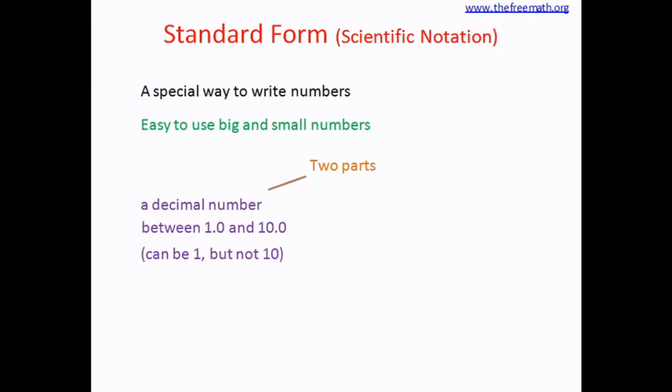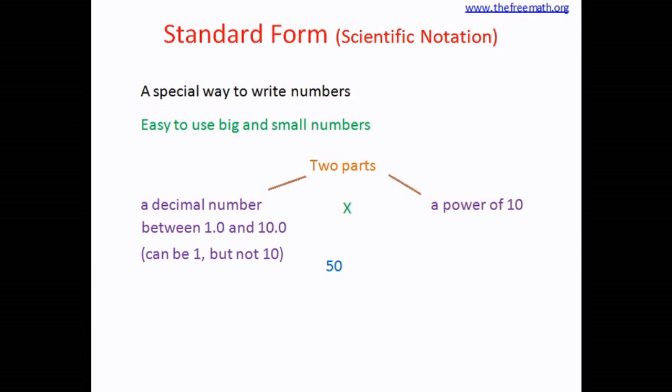And the second part is a power of 10. That means 10 to the power of any number. And these two parts are multiplied with each other. That means the first part multiplied by the second part. Now let's see what does it really mean. Let's take an example and learn how this works.